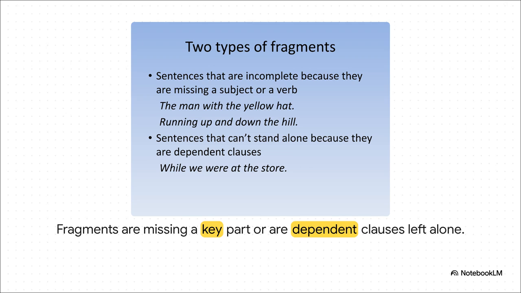The man with the yellow hat. Okay, and what about him? It's missing the action, the verb. Or, running up and down the hill. Who is? We're missing the subject. And the other type is that lonely dependent clause we just talked about. While we were at the store, it feels like the start of a story, not the whole thing.